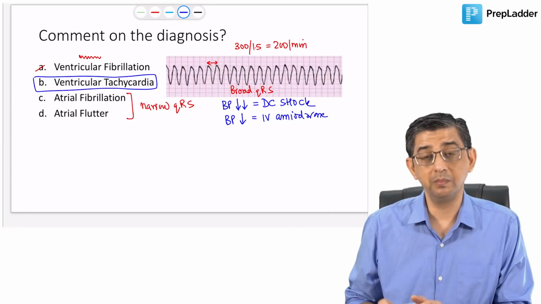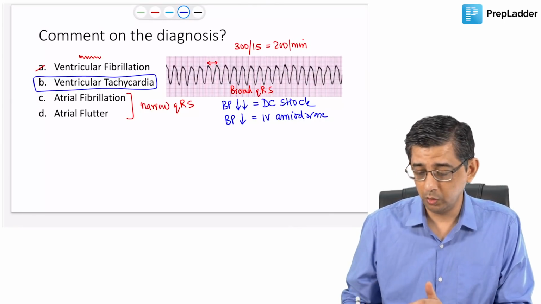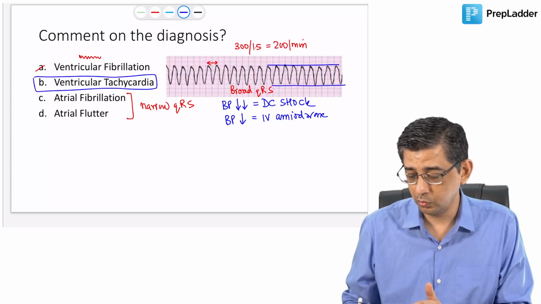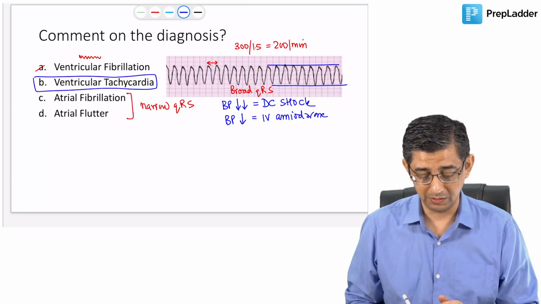So I just want you to remember that the broad complex QRS tachycardia mainly asked in the exam is monomorphic, because the amplitude of all these QRS complexes is almost equal. So monomorphic VT is the diagnosis here.